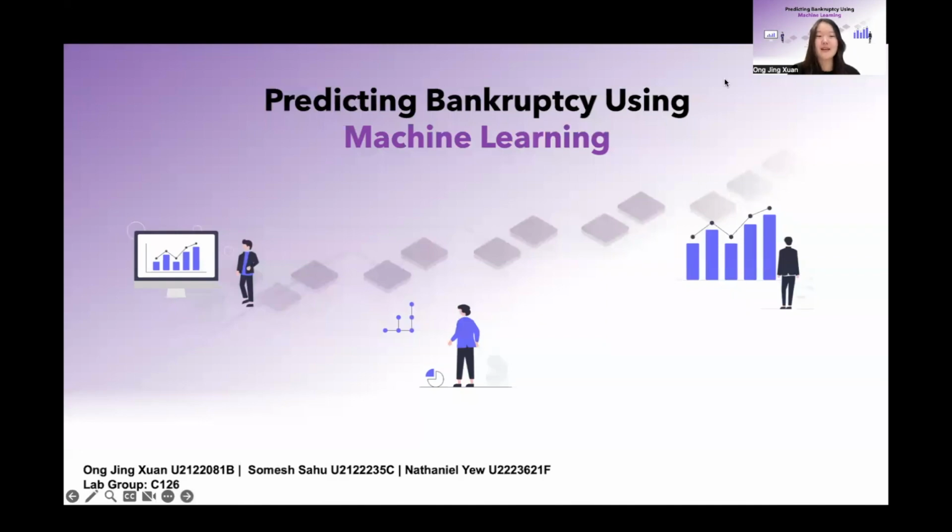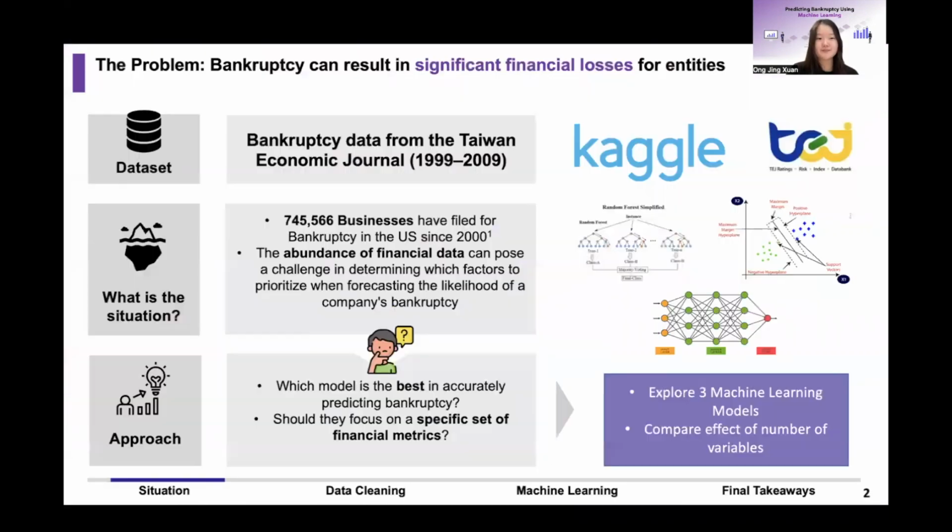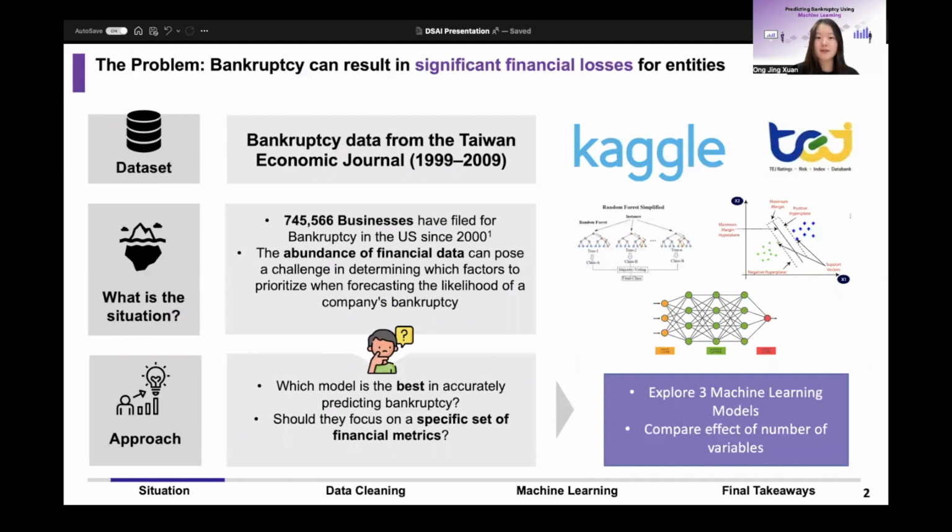Hi, I'm Xuan, and along with my two group mates, Sumesh and Nathaniel, we have embarked on a project to predict bankruptcy using machine learning. First, let me introduce the problem at hand.